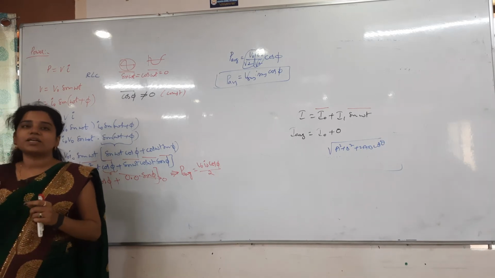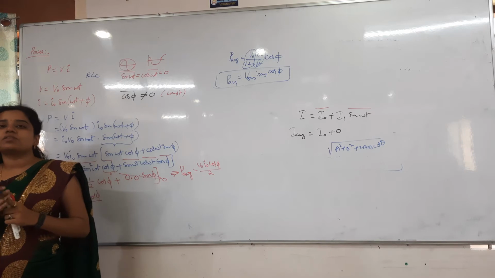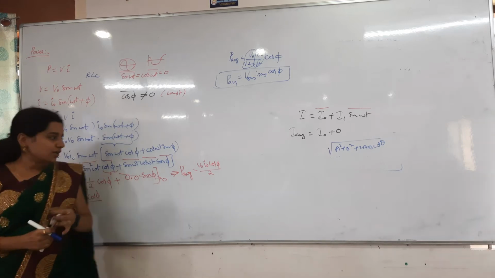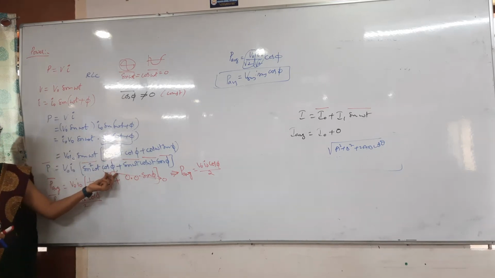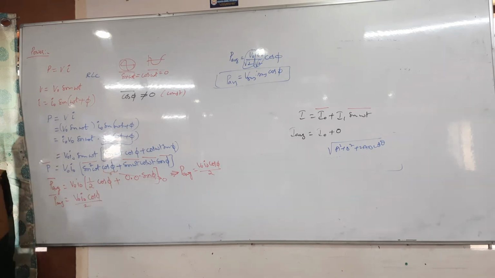Why? Because that depends on time. Whatever is independent of time, its average value is not equal to 0. Here cos phi is independent of time, so the average value of cos phi is not equal to 0, and you have to write it as it is. That is like a constant value only.